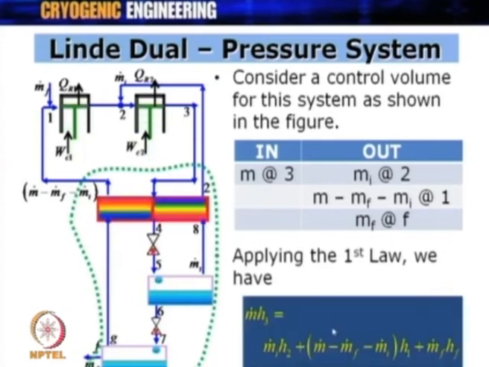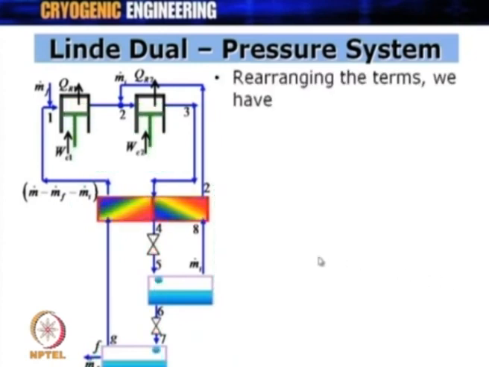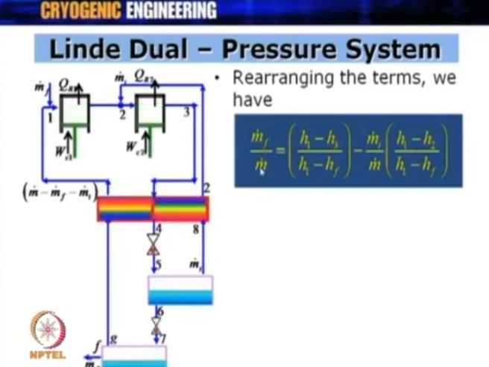Applying the first law, we know all these things, getting the respective enthalpy values at those points, we write this expression. Okay, I will not go through this, all the enthalpy values are associated with all the mass flow rates over here, and if we reorganize the whole thing, what we get over here is m dot f upon m dot, which is nothing but y, is equal to h1 minus h3 upon h1 minus hf minus m dot i upon m dot into h1 minus h2 upon h1 minus hf.